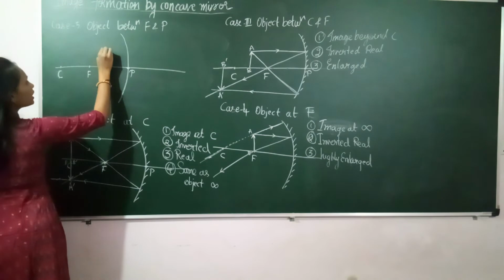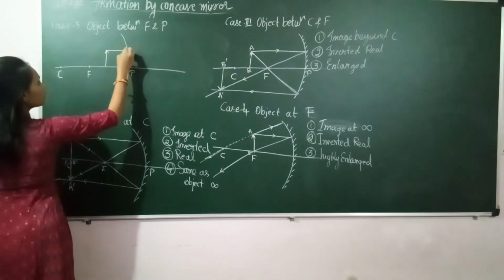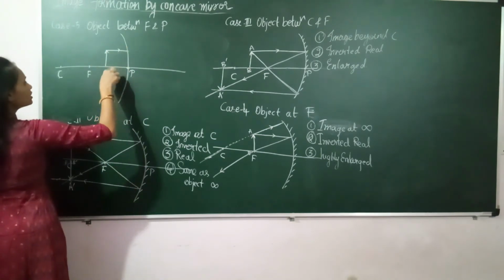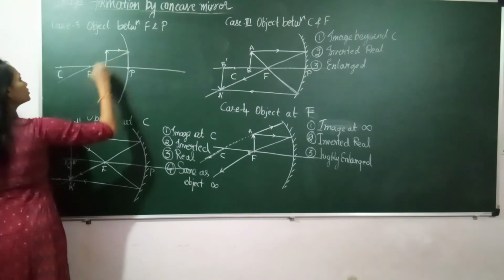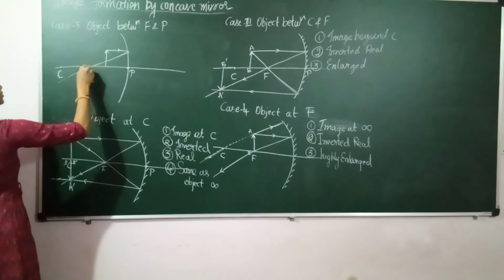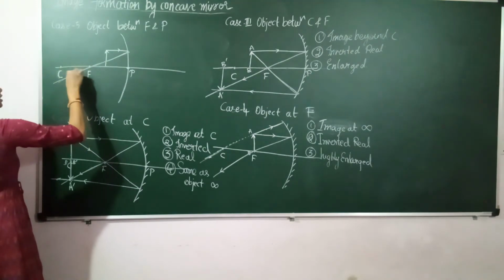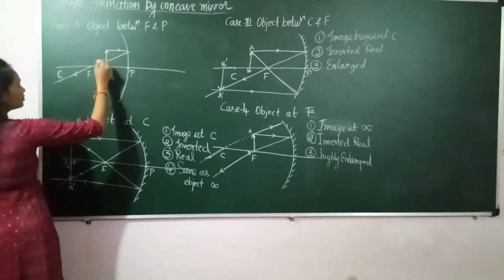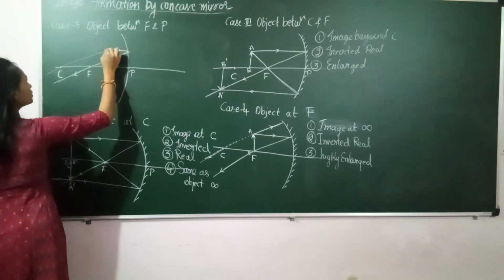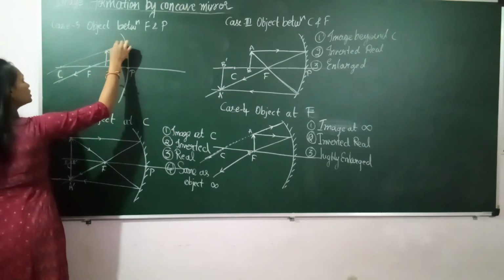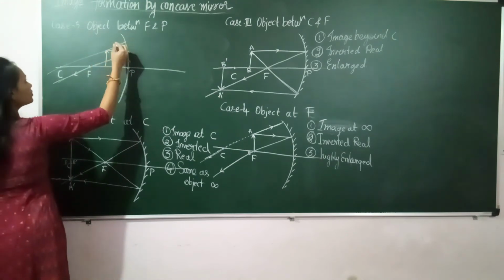First we will take an incident ray which is parallel to the principal axis. After reflection it will pass through the focus. So this is the reflected ray. The next ray is passing through the center of curvature. So this is the second ray.